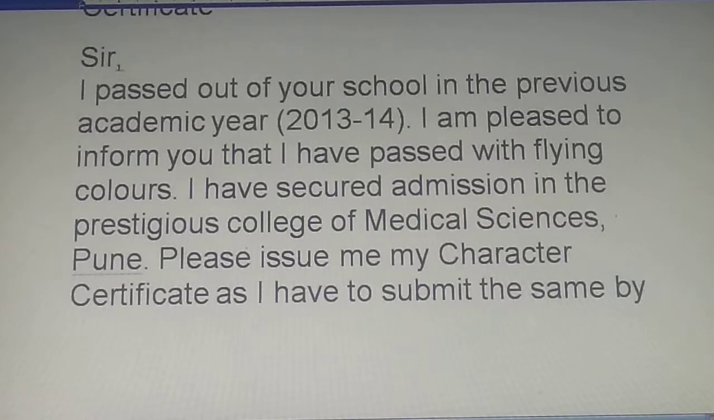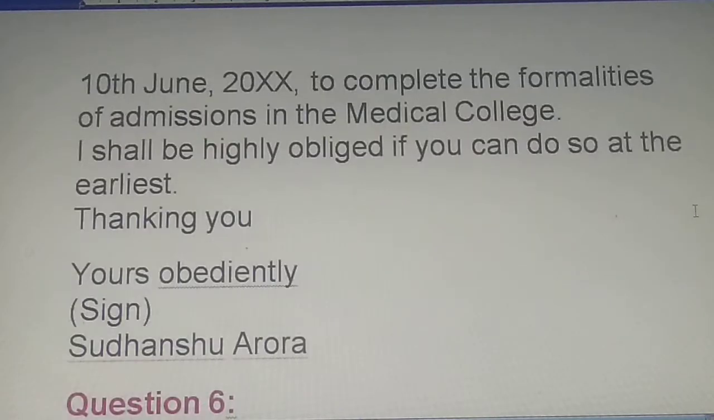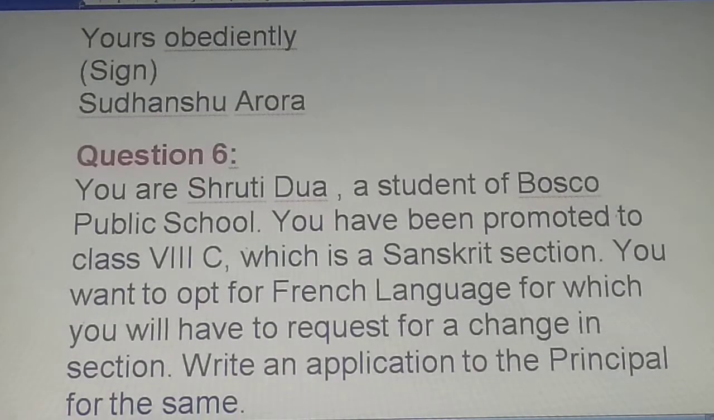Please issue me my character certificate, as I have to submit the same by 10th June. Then you have to write the year to complete the formalities of admissions in medical college. I shall be highly obliged if you can do so at the earliest. Thanking you. Yours obediently. Who has written this? Sudhanshu Arora. Above the name comes signature.